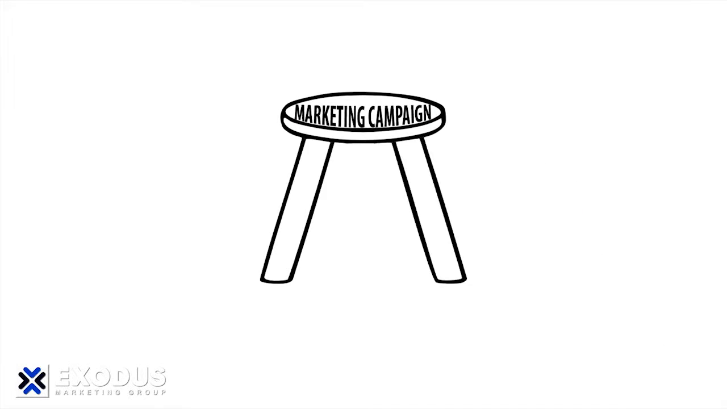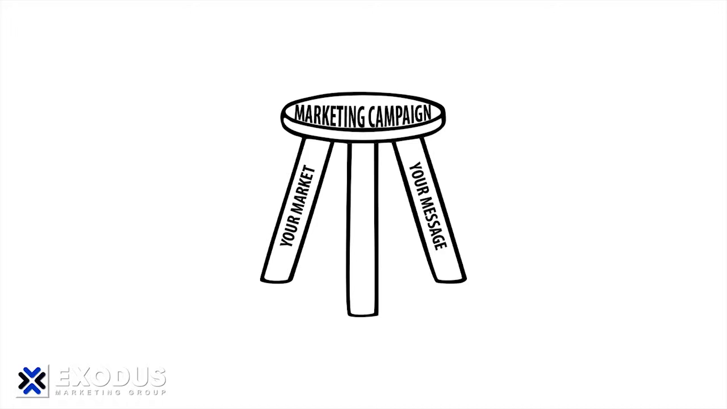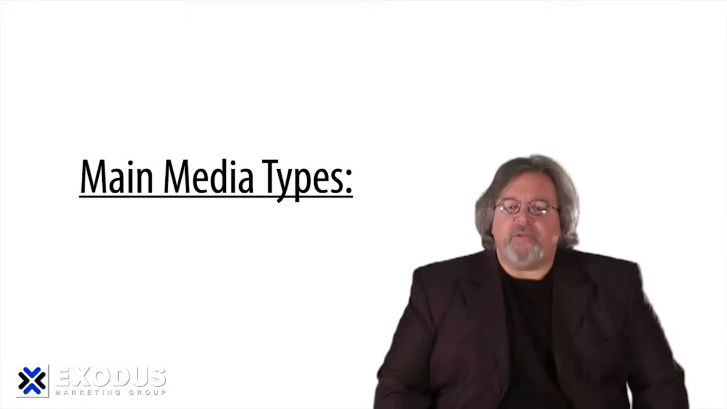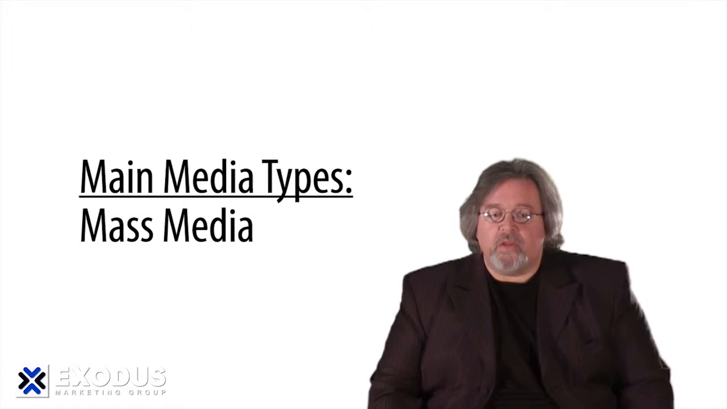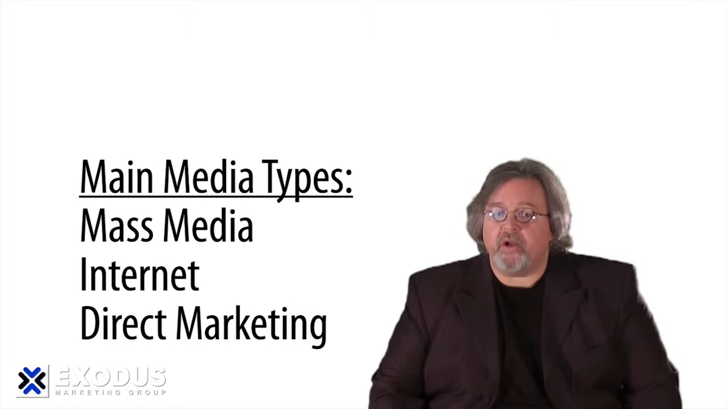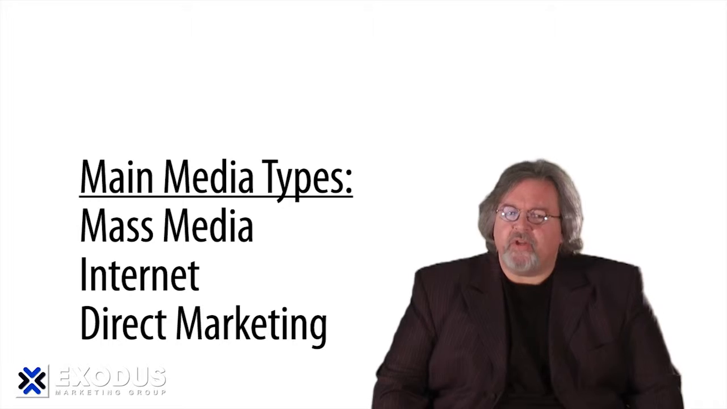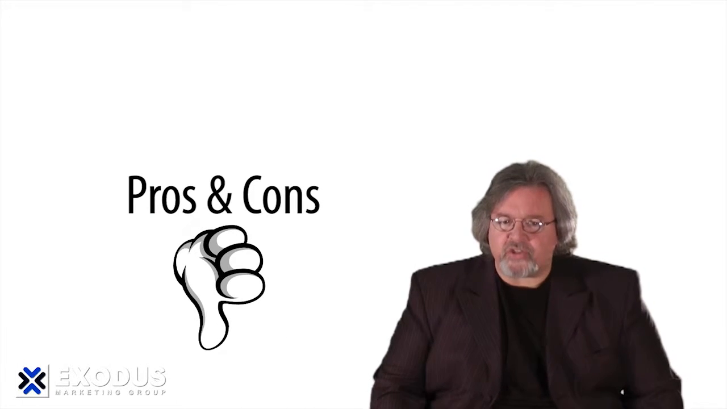A marketing campaign is like a table, and it needs 3 legs in order to stand firm. And that's why your market, your message, and the right media are so critically important. Now, the main types of media are mass media, the internet, and direct marketing. We're going to take a brief look at the media types along with the pros and cons of each. So let's first take a look at mass media.